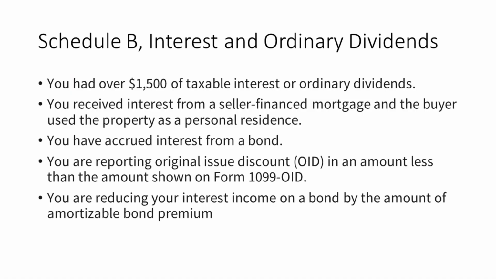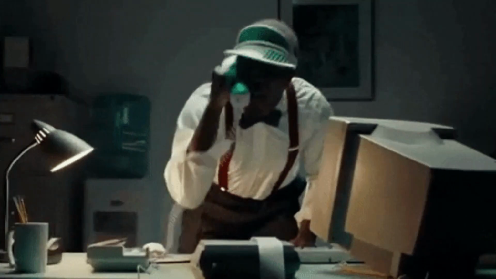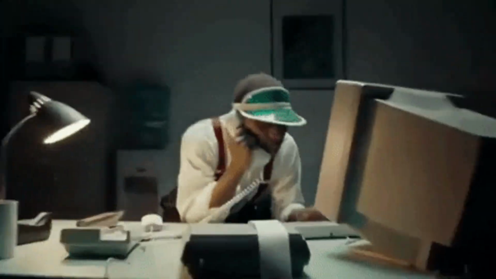Next is Schedule B, interest and ordinary dividends. This schedule has lists of requirements that you need to meet before a taxpayer needs to file it. The best way to figure out if you need to file this schedule is if you made over $1,500 of taxable interest or ordinary dividends. This is mostly for taxpayers who own stocks and bonds outside of your retirement account.